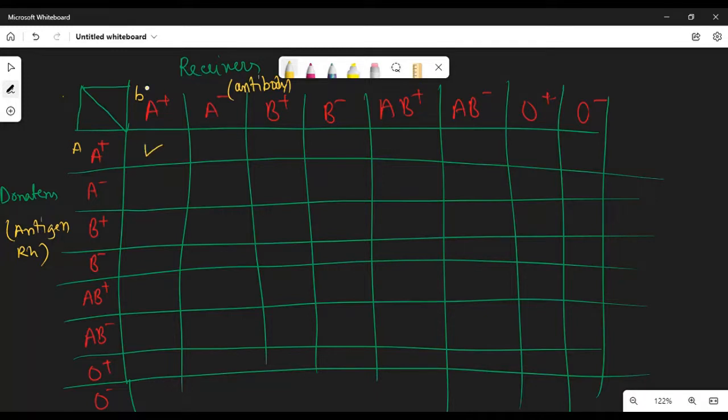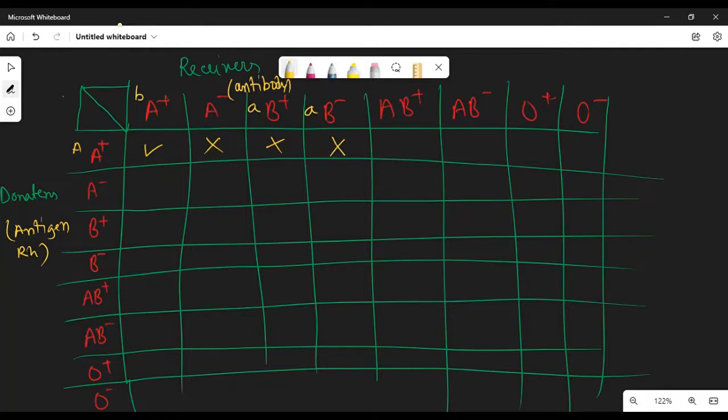Now the next one, A negative. We know that positive cannot give to negative, so the rhesus factor didn't match, so we'll cross it. Now in the third case, B positive: the rhesus factor of B positive and A is also positive, so no problem. But here the donor has antigen A, and B has antibody A. So these will fight and it will get cancelled out. They cannot live in harmony, so cross. Now the next one, the same thing. It has antibody A, so it cannot be given.